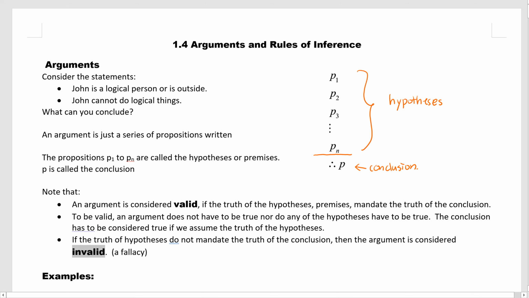Note that an argument is considered valid if the truth of the hypotheses, the premises, mandates the truth of the conclusion. To be valid, an argument does not have to be true, nor does any of the hypotheses have to be true. The conclusion has to be considered true if we assume the truth of the hypotheses. If the truth of the hypotheses does not mandate the truth of the conclusion, then the argument is considered invalid, a fallacy.